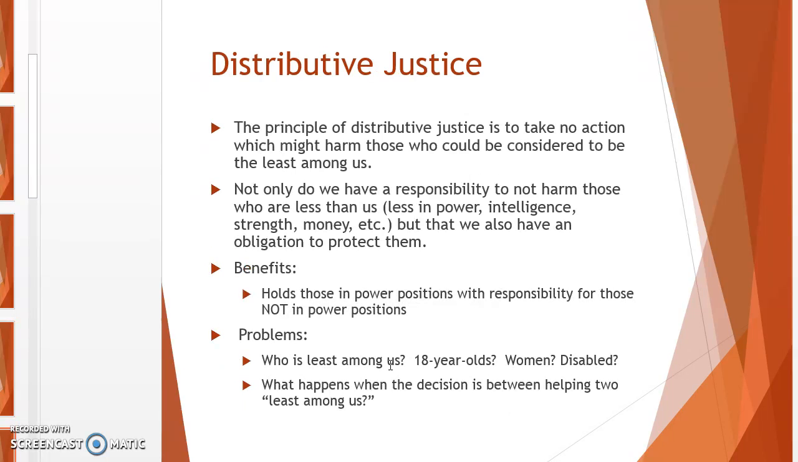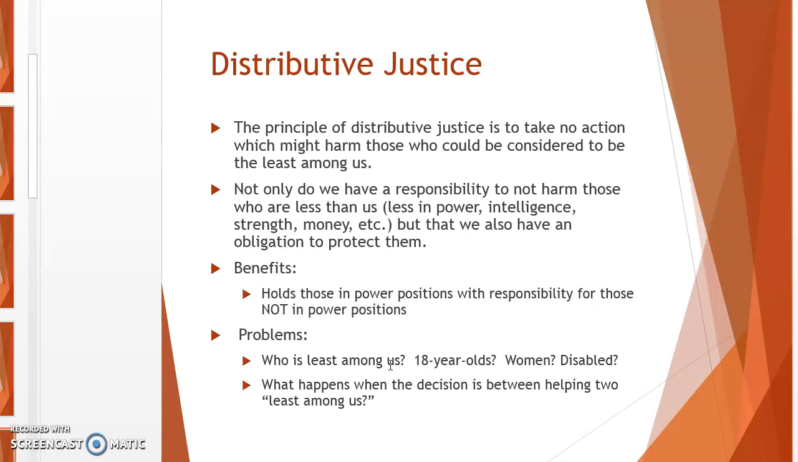Distributive justice. This is probably the most close to world religions in the idea that you have a responsibility to take no action against someone who is less than you. And when I say less than you, I don't just mean a child. Less in power, intelligence, strength, money, position. Anybody who is lesser than you, you should not take advantage of them. Matter of fact, you should protect them. You have an obligation to protect them.